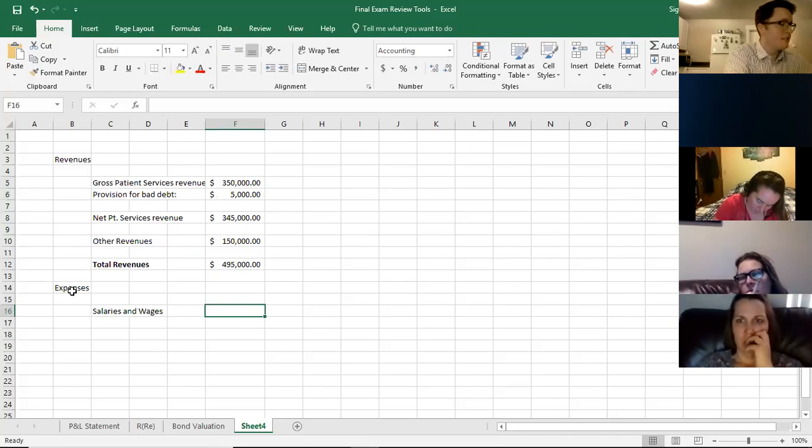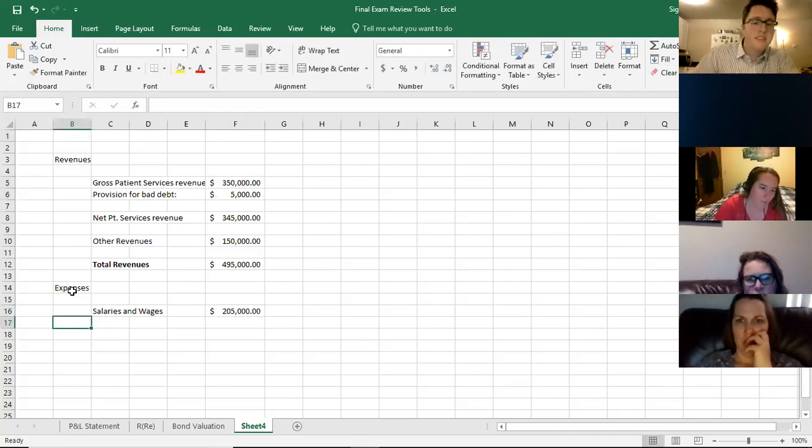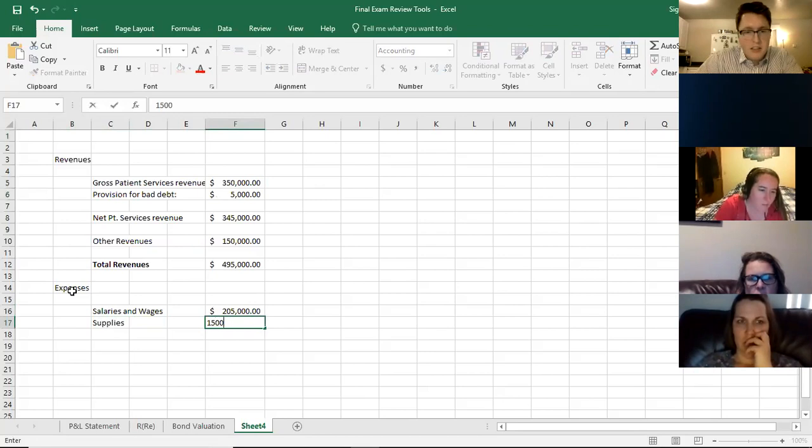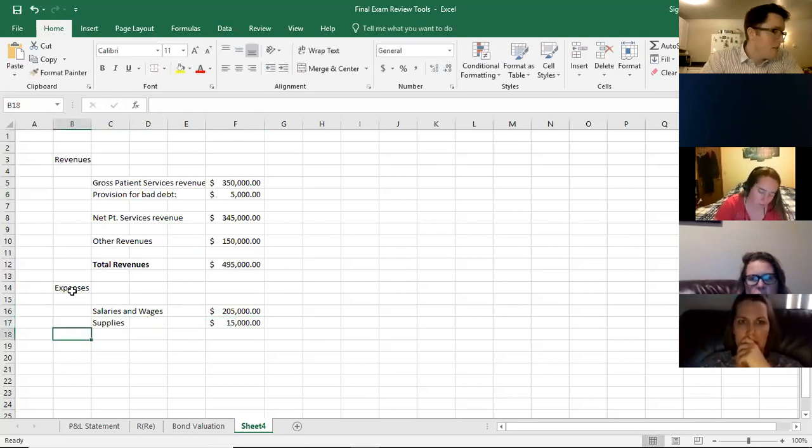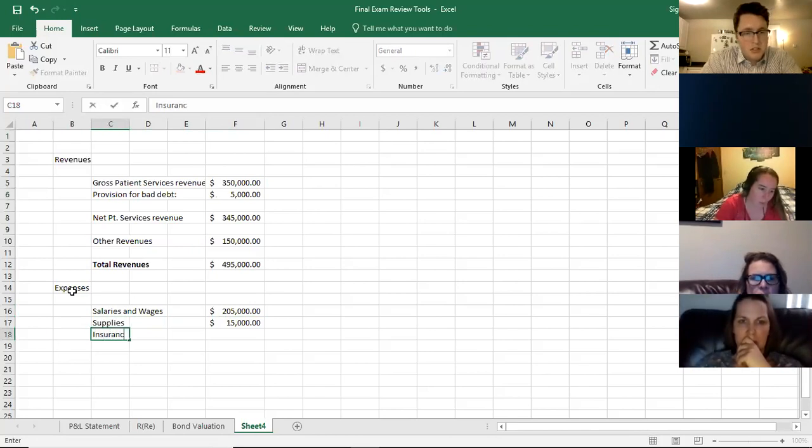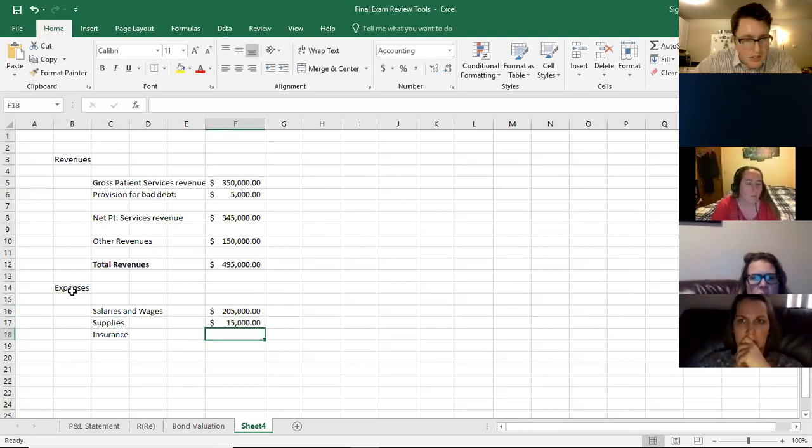And let's say that we paid them a total of, let's see, salaries and wages, $205,000. 205,000, perfect. Next, we might have a supplies expense, which we'll say is 15,000. Maybe an insurance expense. Insurance, we're paying insurance on our building and on our equipment, and we're paying liability insurance, of course, so 50,000.